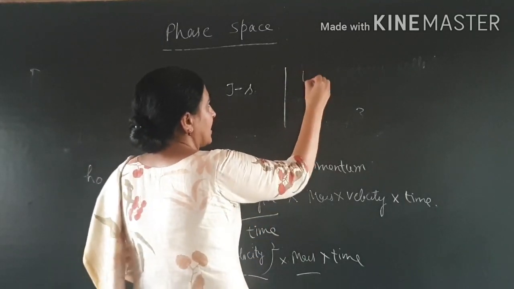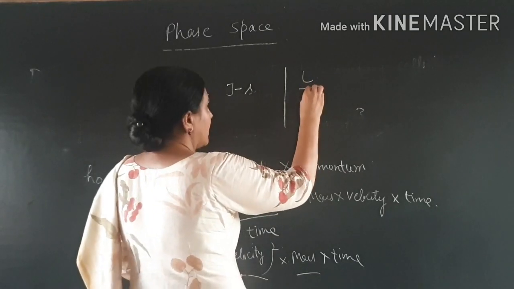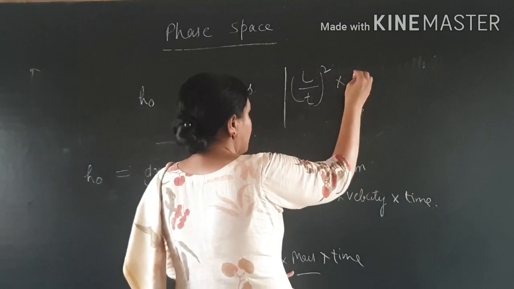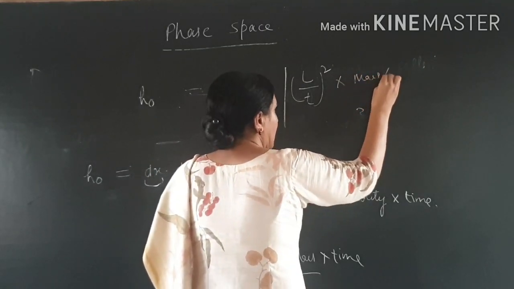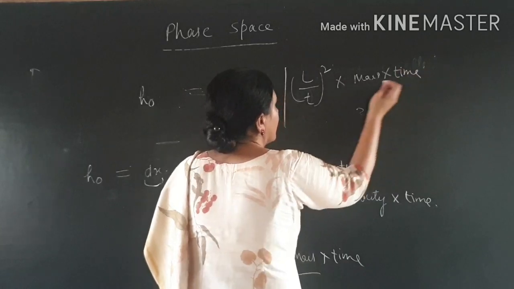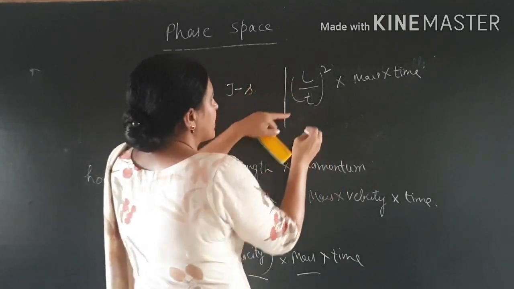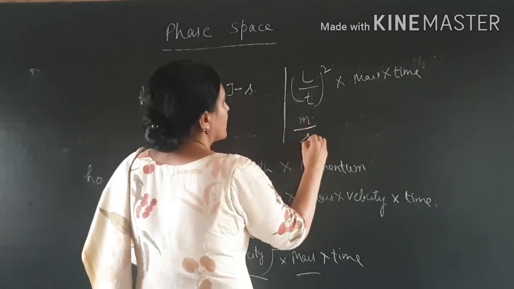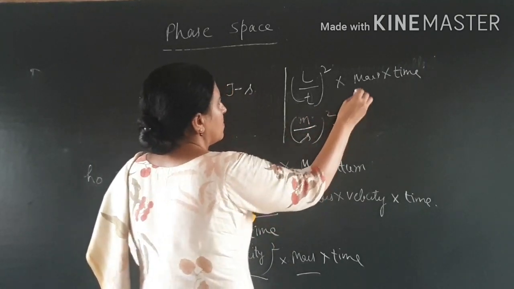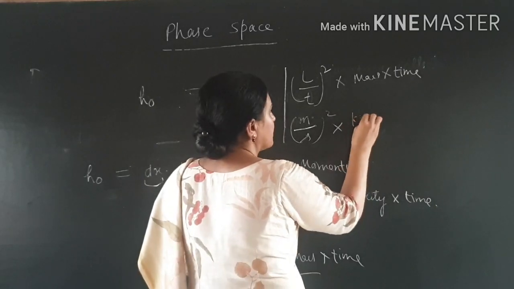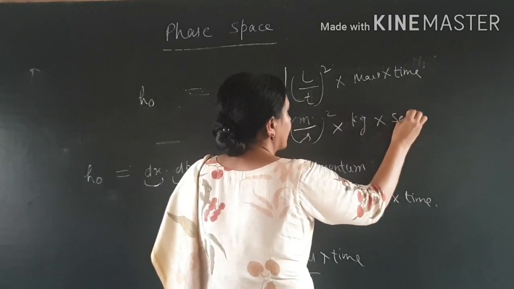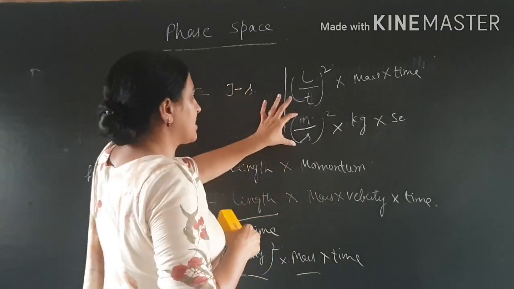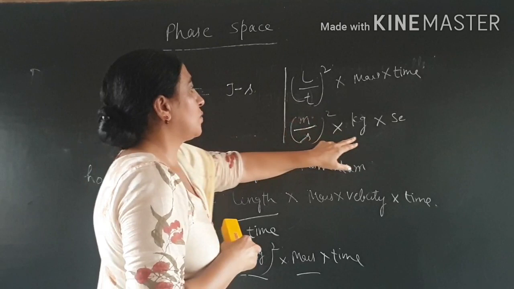Velocity square means length over time square, into mass into time. In SI units, length is in meters, so meter over second square, into mass in kilograms, into time in seconds. So one second goes with one second.